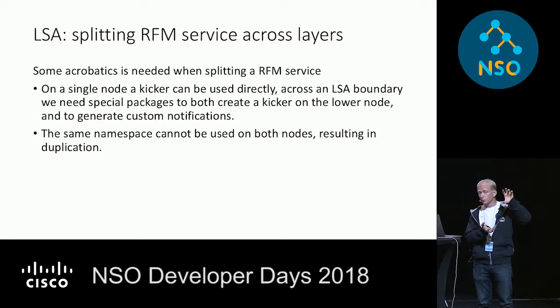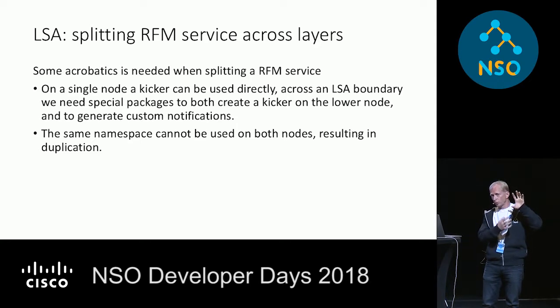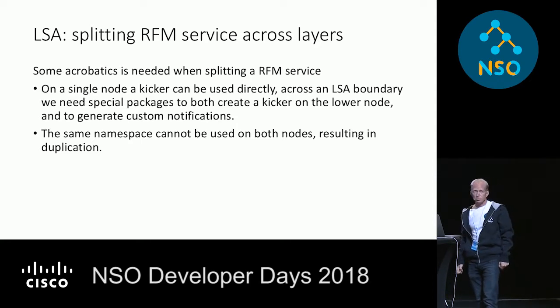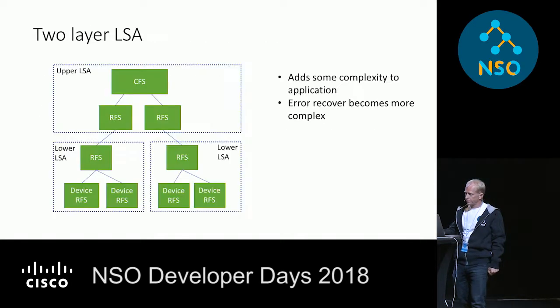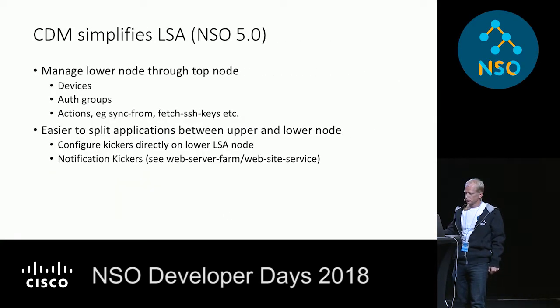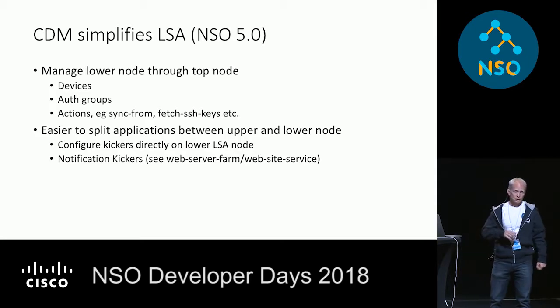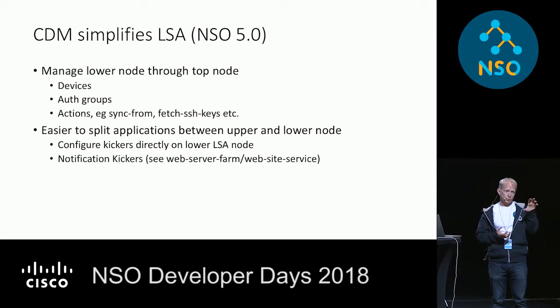So what we really would like to do is for the lower node to just be able to send an ordinary notification, a kicker notification, in that namespace, and have the upper node receive that. But currently it can't. So we have to write special code to work around that. In 5.0, that would actually all go away. So then in 5.0, this becomes much easier.